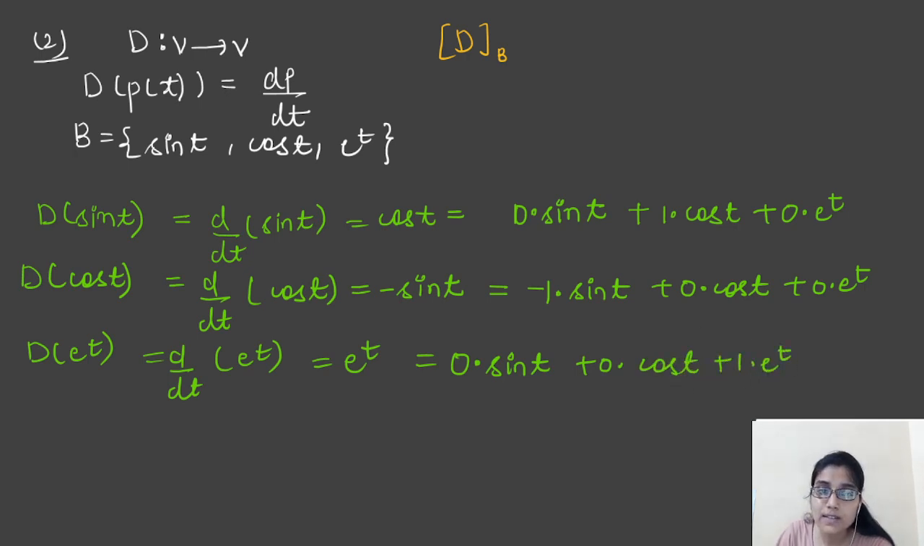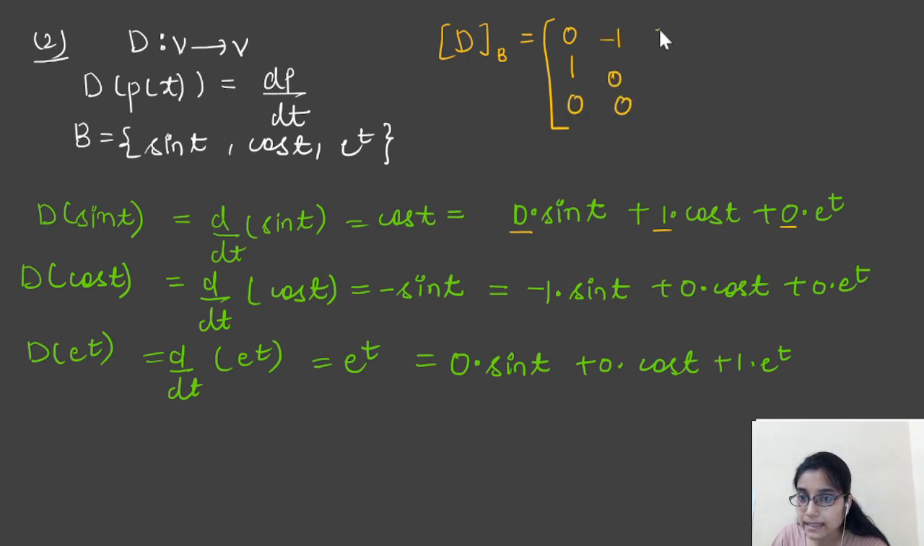So the matrix is going to be the transpose of the coefficient matrix. So this is the matrix which we are going to take the transpose of. I am directly writing it down after taking the transpose: this is 0 1 0, then we got minus 1 0 0, and then we got 0 0 1. This is the final matrix for this linear transformation with respect to this ordered basis.